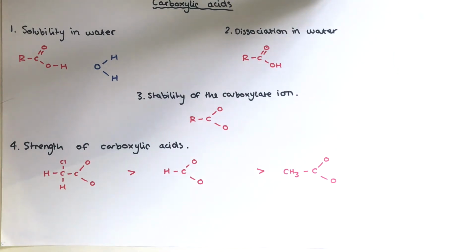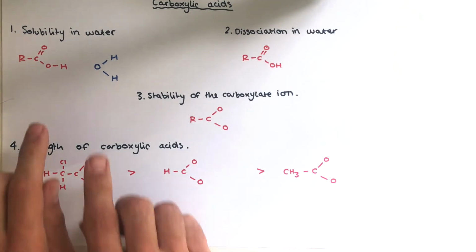Here we're going to be looking at carboxylic acids. We're going to be looking at four key features of carboxylic acids. First is the solubility of carboxylic acids in water. Then we'll look at their dissociation in water. We'll look at the stability of the carboxylate ion that forms. And then we're going to compare the strength of some different carboxylic acids and look at the types of reactions that they will undergo.